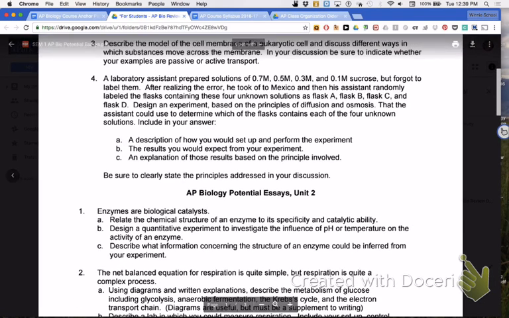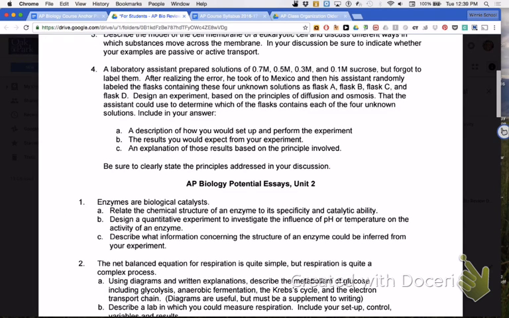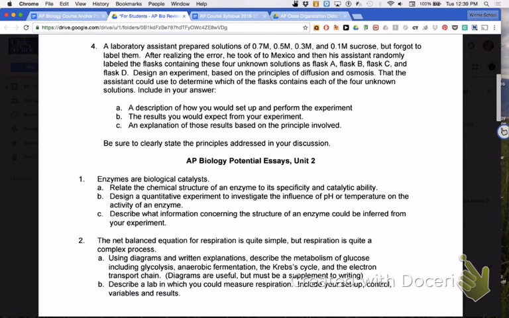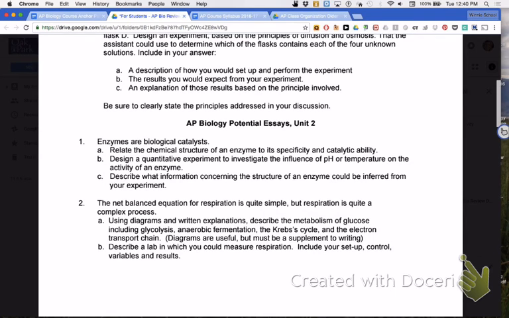Look at this. A laboratory assistant prepared solutions of 0.7, 0.5, 0.3, and 0.1 molar sucrose, but forgot to label them. After realizing the error, he took off to Mexico, and then his assistant randomly labeled the flasks of the unknowns A, B, C, and D. Design an experiment based on the principles of diffusion and osmosis. If something says that, do you think you should first start by defining diffusion and osmosis? Yes. Okay. That the assistant could use to determine which of the flasks contain each of the 4 unknown solutions. Include in your answer. So let's just take a couple minutes to talk about this.